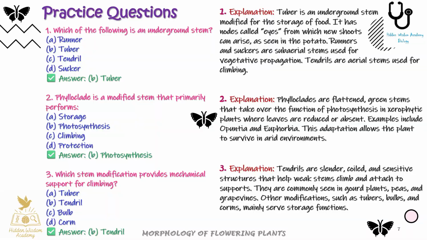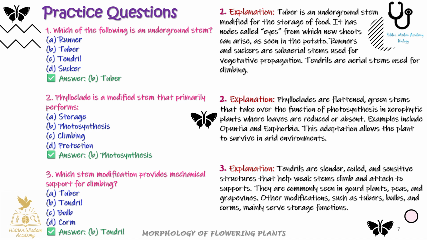Let's practice few questions to test your knowledge. Question 1. Which of the following is an underground stem? Option A. Runner. Option B. Tuber. Option C. Tendril. Option D. Sucker.